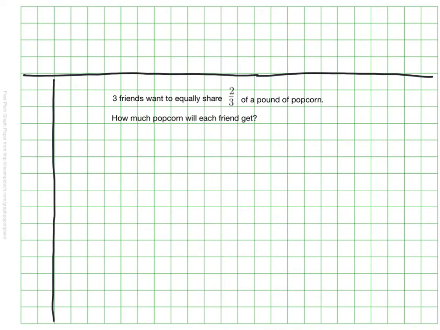Let's try another one. So we have 3 friends that want to share equally 2/3 of a pound of popcorn. And the question is, how much popcorn will each friend get? I know this is a division problem because I see that people want to equally share something, right? So I'm dividing it into parts. And I know that the students are sharing the popcorn, so this is our dividend. That's what's getting shared. And I know that we want to divide it into 3 parts for 3 friends. So that's our divisor. That's what we're dividing it by, right? So our number sentence here would be 2/3 divided by 3, right?